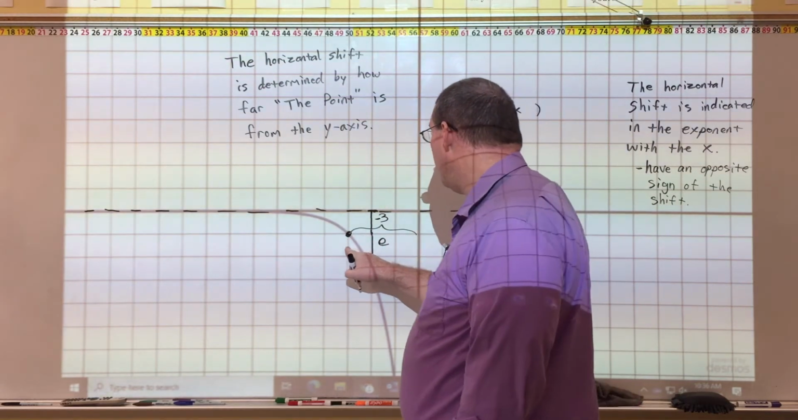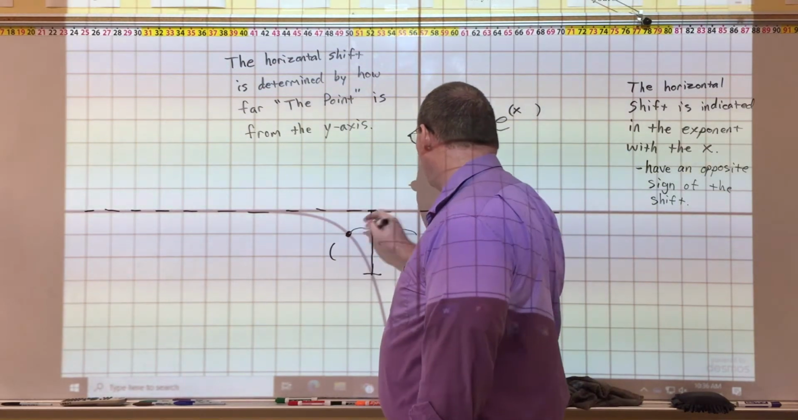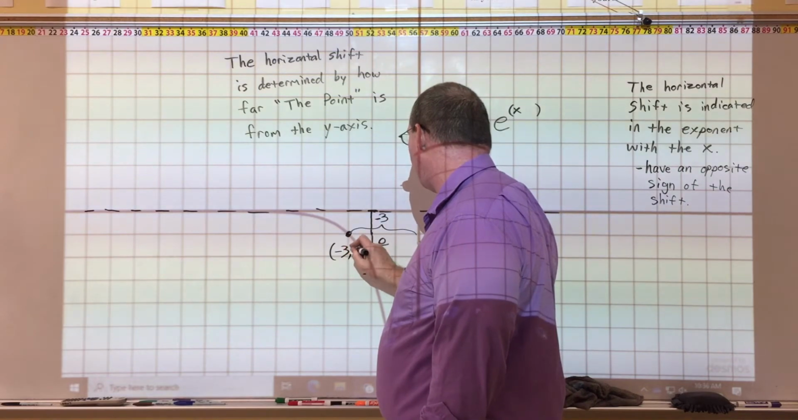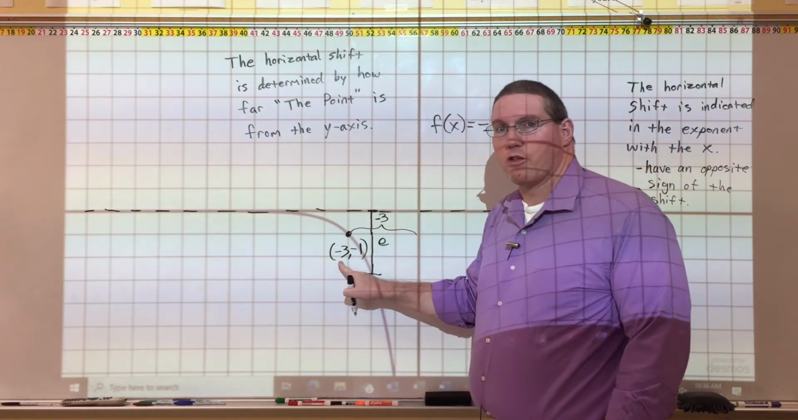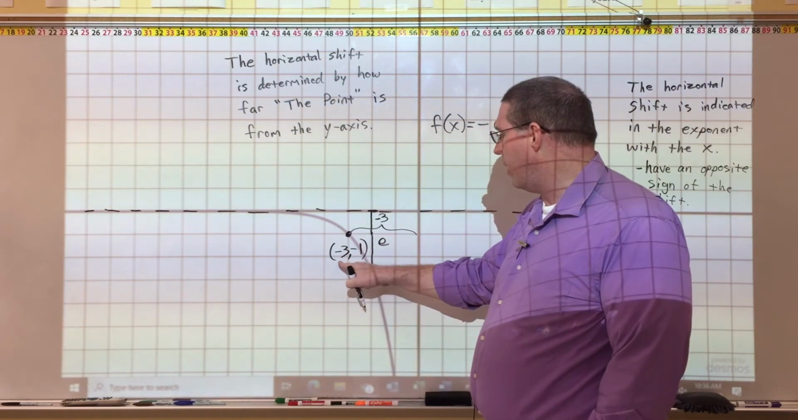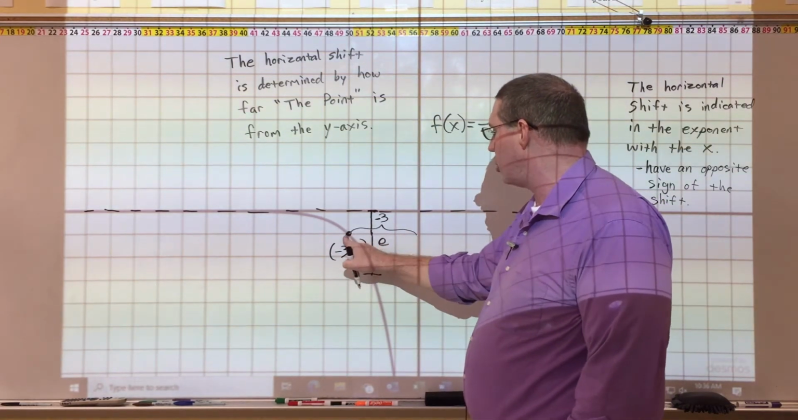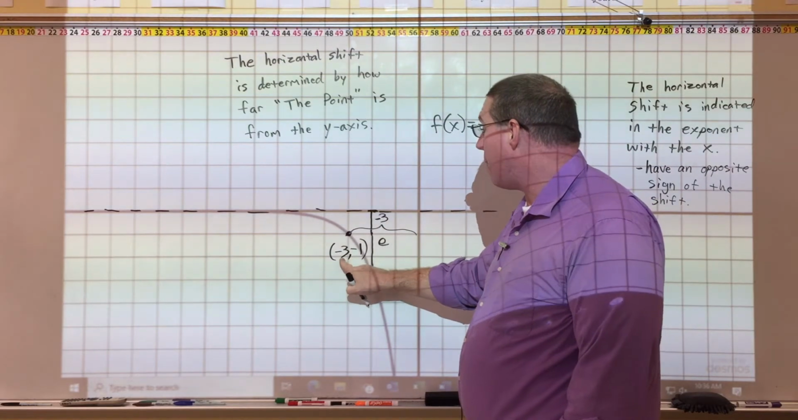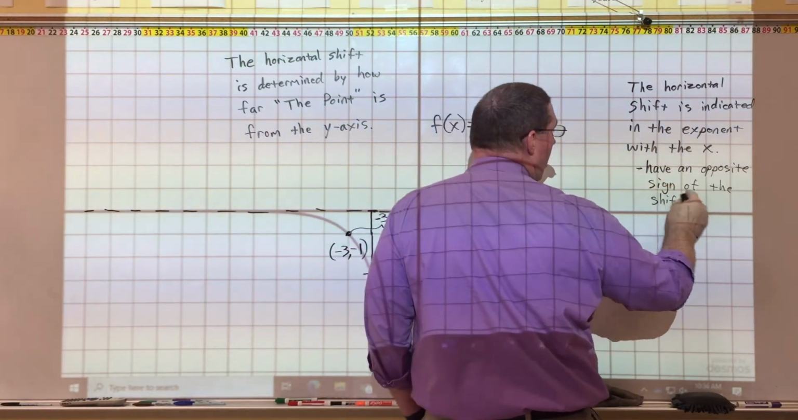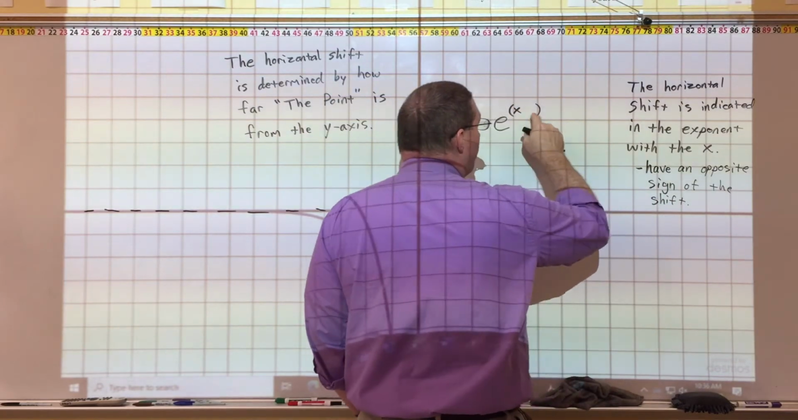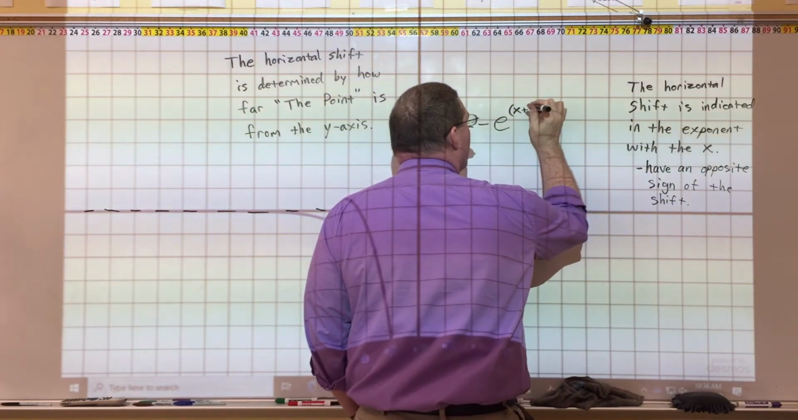In fact, all you have to do really is plot the point here, which is negative 3, comma, negative 1. You can ignore the negative 1. All you care about is the x-coordinate. Whatever that x-coordinate is, that is the horizontal shift of the curve. But remember, we are going to switch the sign. It says have an opposite sign of the shift. So instead of putting minus 3, we're going to put plus 3.